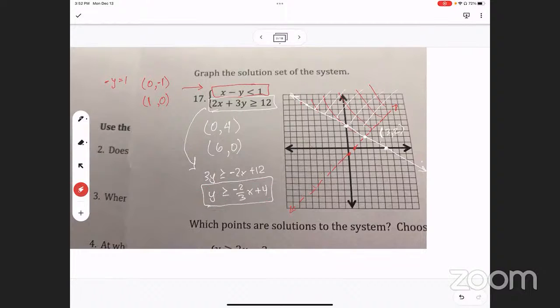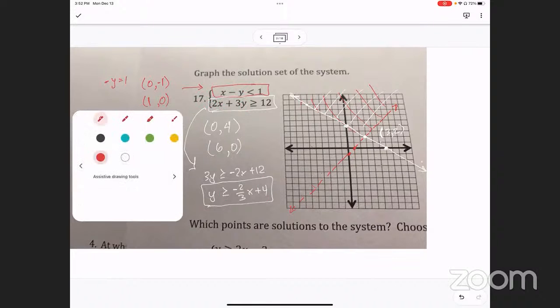Got it? But for some people, it's harder to put this in slope-intercept form than just to find 2 points and be done with it. I can see either way. Either way is fine.